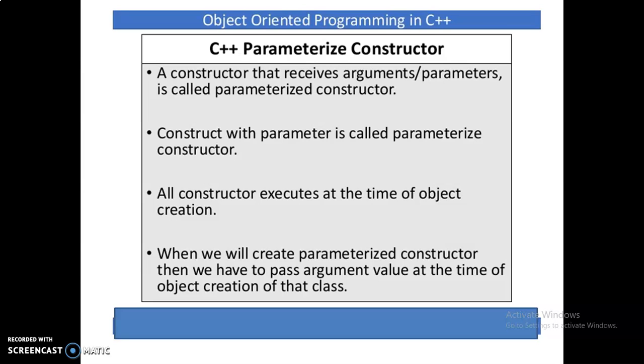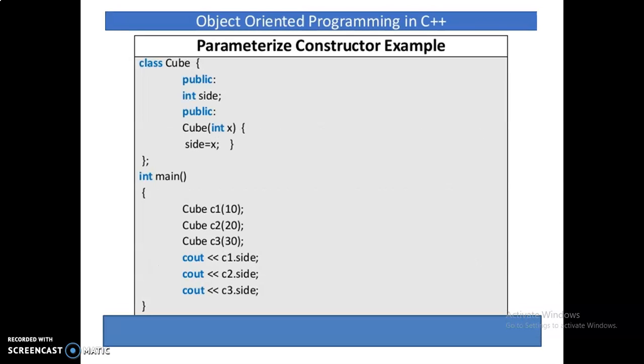A constructor with parameters is called a parameterized constructor. All constructors are executed at the time of object creation. When we create a parameterized constructor, we have to pass argument values at the time of object creation of that class. Here are some examples of the parameterized constructor.